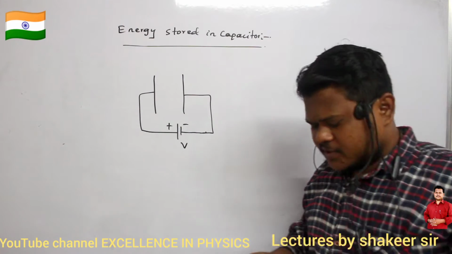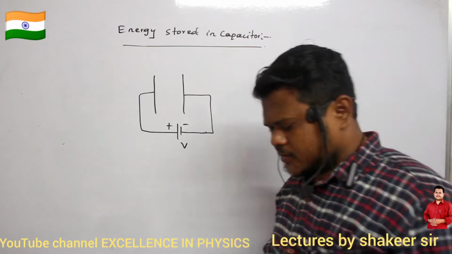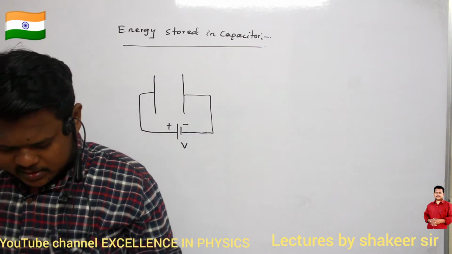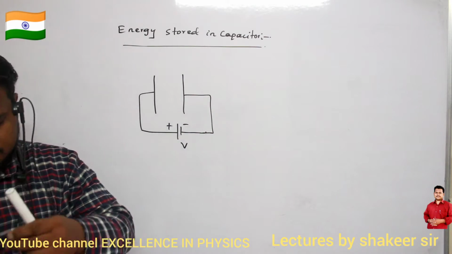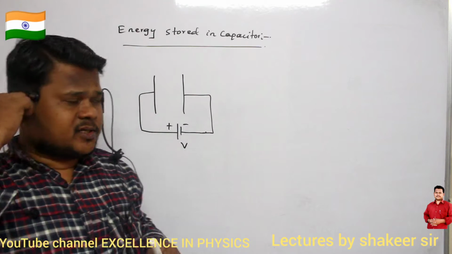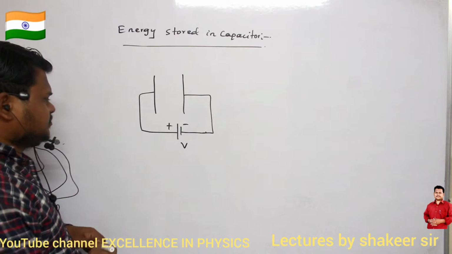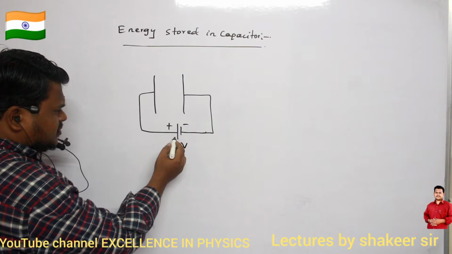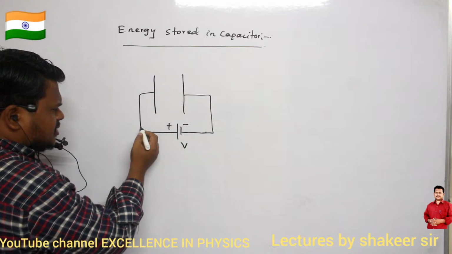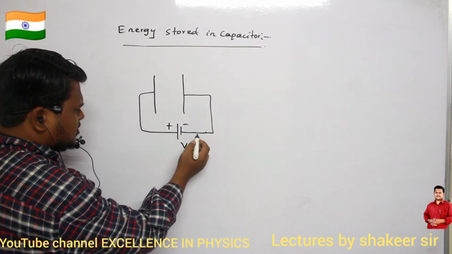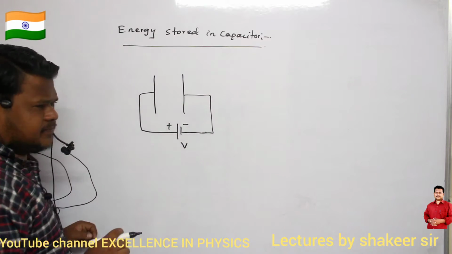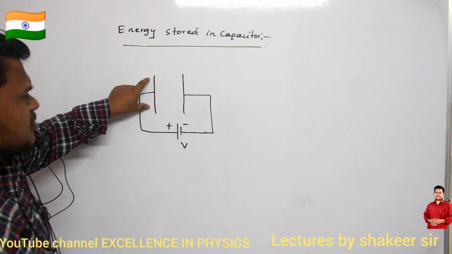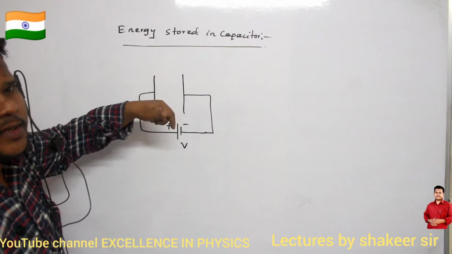If I connect the plates of the uncharged capacitor to a potential difference of V, can you say what will happen? If I connect them to a potential difference of V, then what will happen? The positive terminal of the battery starts attracting electrons from this plate and starts depositing electrons on the other plate. Clear? So this plate is going to lose electrons, and this plate is going to gain electrons.